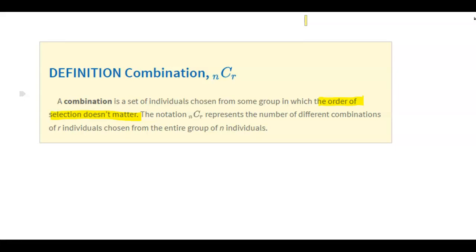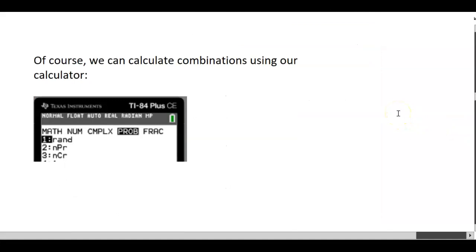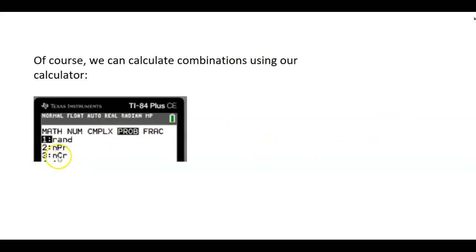The notation nCr means the number of different combinations of r individuals chosen from the entire group of n individuals. And here's the formula. It's just the number of permutations divided by r factorial. Now, we're going to use our calculator to do this, so you don't need to memorize that formula. And where do we get it? Well, you're going to go to Math, and then Probability, and number 3, right below Permutations, is Combinations.